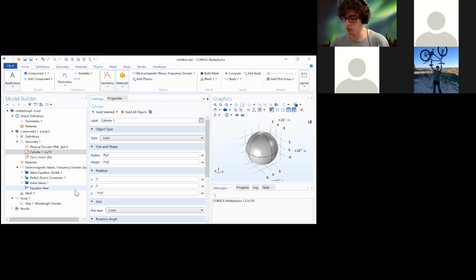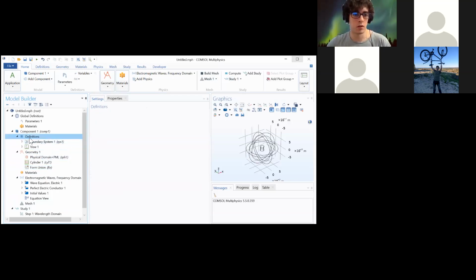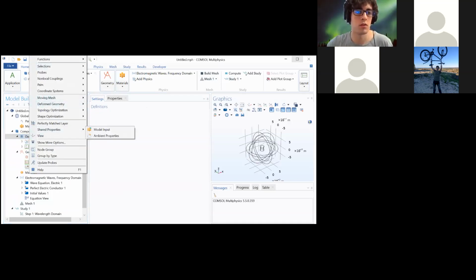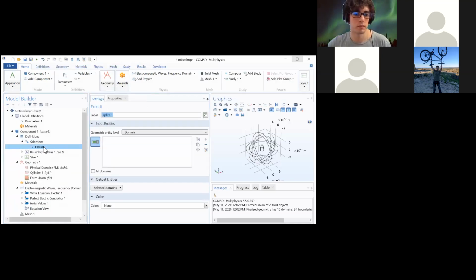It is also centered in the origin. Okay, and now, to make things easier, we can make selections. And by the way, if you see some differences with respect to your version in COMSOL, it's because I am using 5.5. I hope it's not a problem.